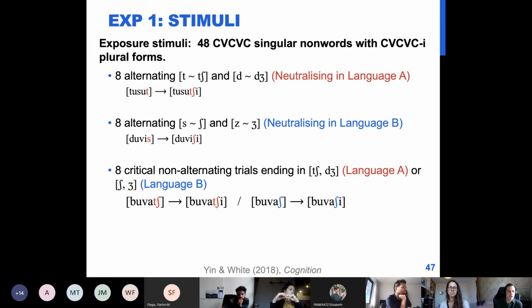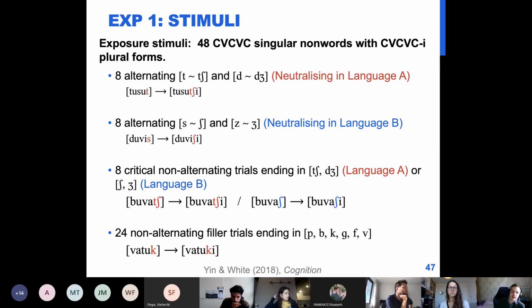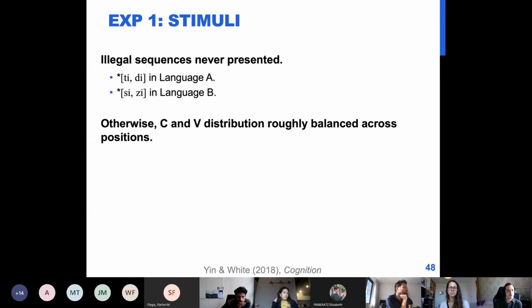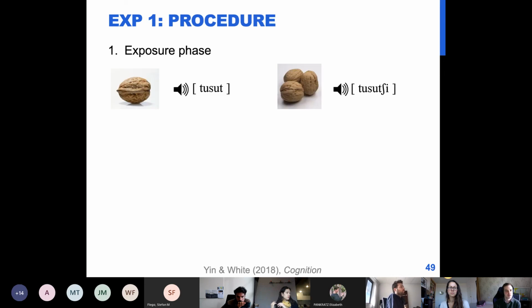They also had 8 critical non-alternating trials with these critical phonemes that we added. So in language A, that would be buvach, buvachi. In language B, that would be buvash, buvashi. And they also had some non-alternating filler trials, like vatuk, vatuki, to round it out. We never gave them any illegal sequences, so TD, those sequences are not possible in language A, so they never saw those. Otherwise, we distributed the consonants and vowels equally across the positions.